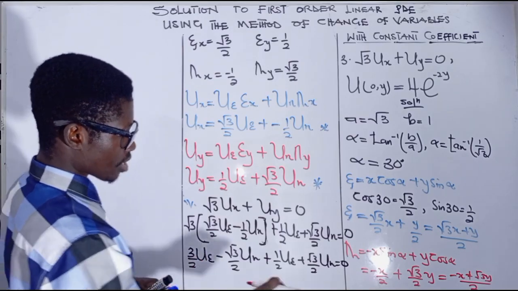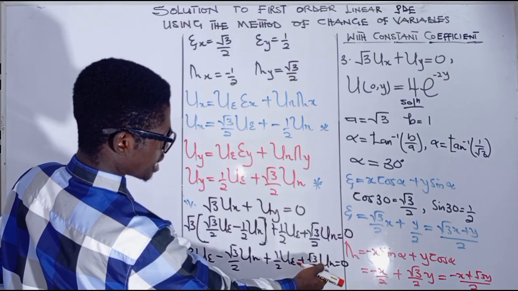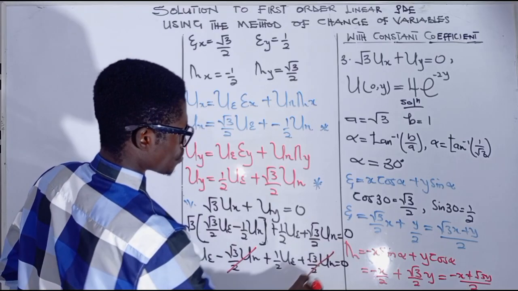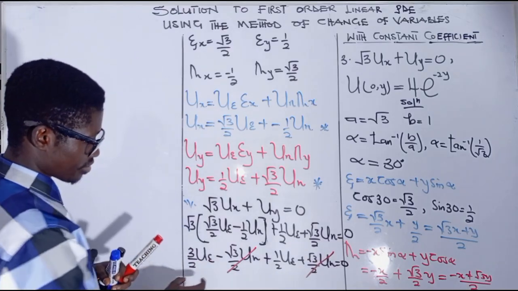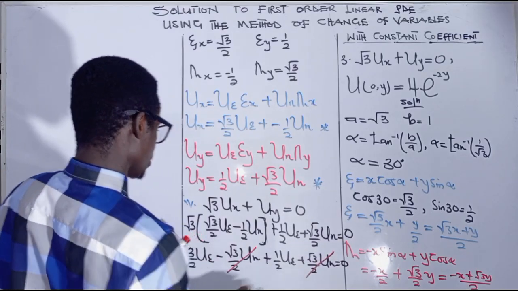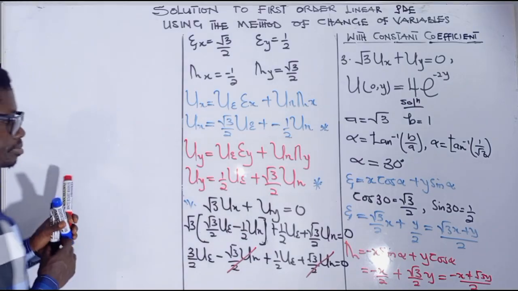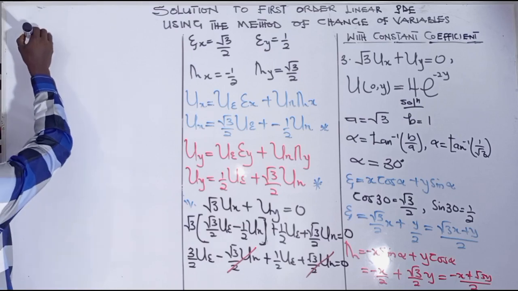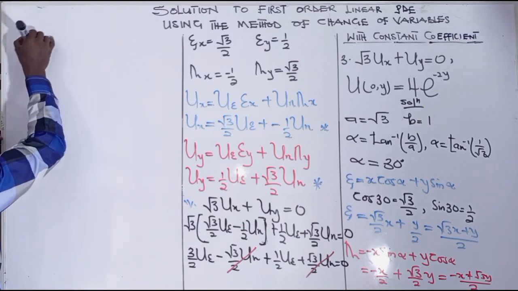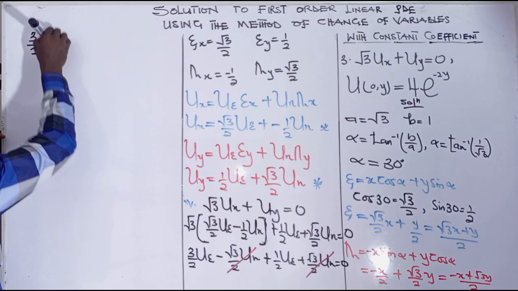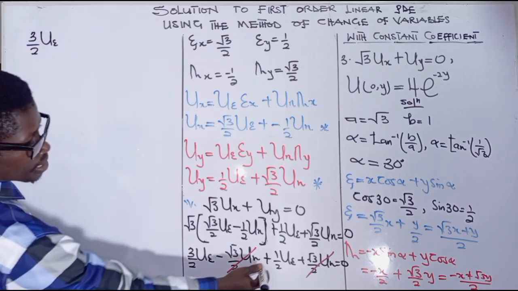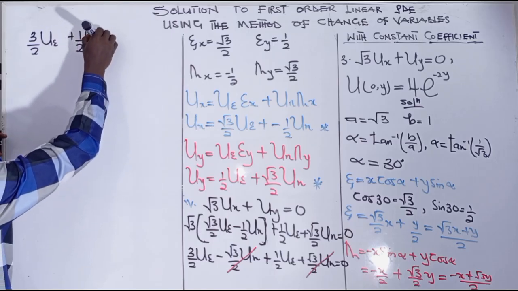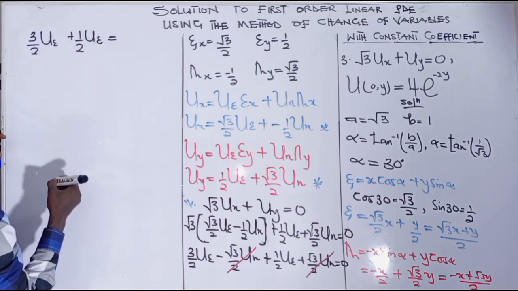So we can see that positive root 3 over 2 u_η will cancel negative root 3 over 2 u_η. So with this and that will run away. They will move. So we are left with this and then that. Good. So let's continue from here. Then we have plus 1 over 2 u_ξ is equal to what? 0.